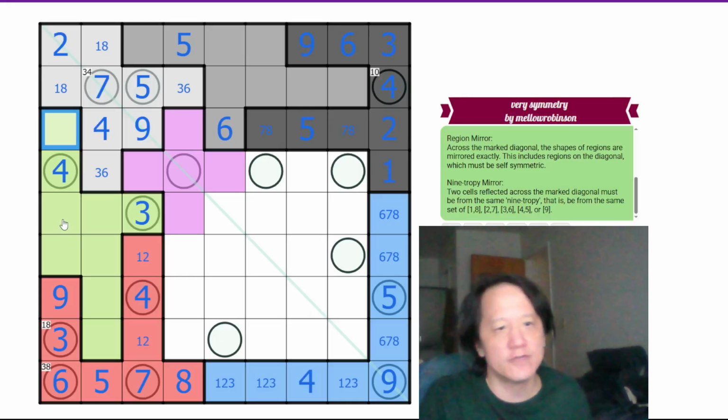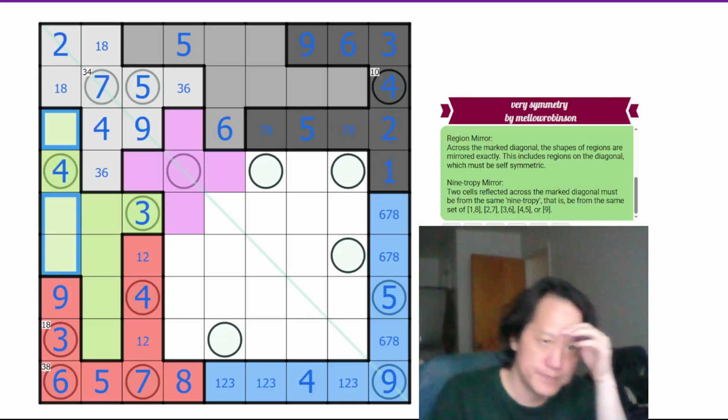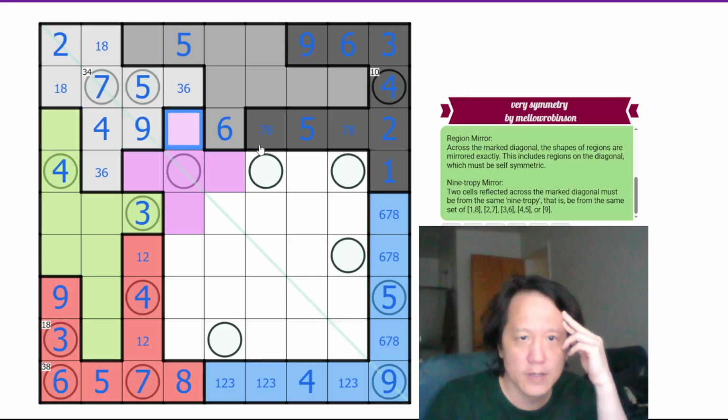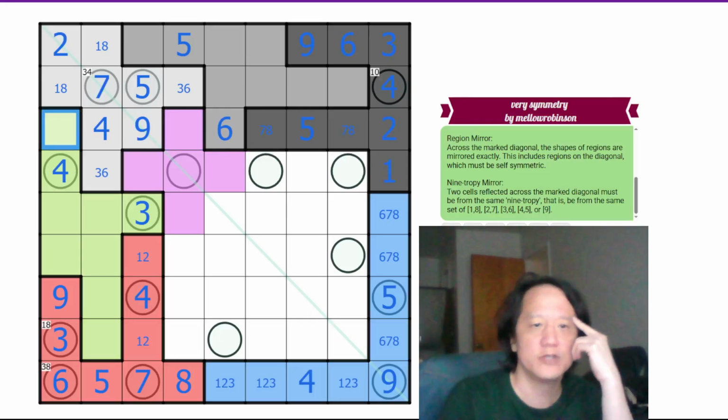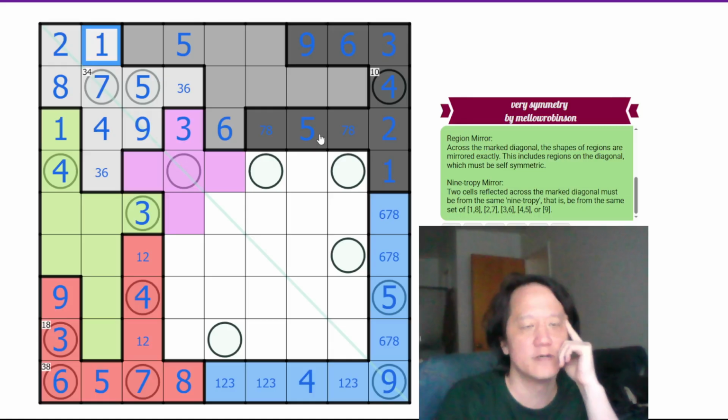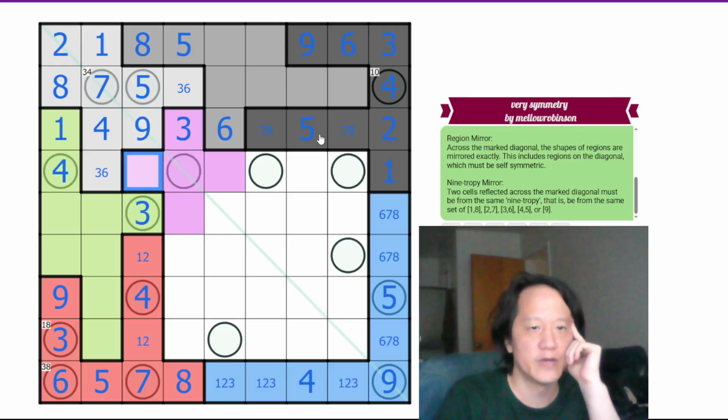Remaining digits of column 1. Actually, let's do row 3. It has to be 1 and 3 remaining. This can't be 3 because of 3 in the region, so that's 1, which makes that 3. 1 eliminates 1 here, so that's 8, which makes that 1. Therefore, this can't be 1 anymore. It's 8. That leaves this digit as a 6.